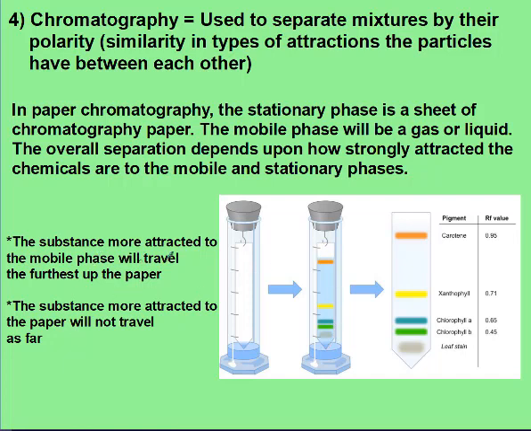Well, the one that's most attracted to the mobile phase, or the solvent, will travel the furthest up the paper. So that would be carotene. And then the one that's most attracted to the paper, or the least like the solvent or the mobile phase, is chlorophyll B. So chlorophyll B is not attracted to the mobile phase, it's more attracted to the paper.